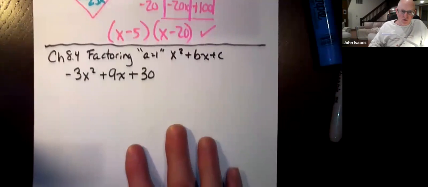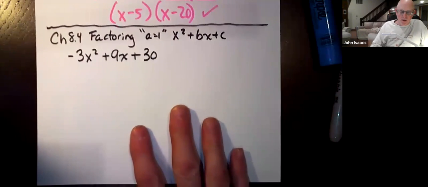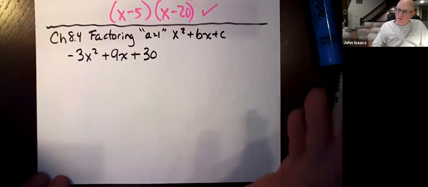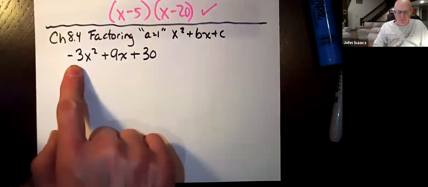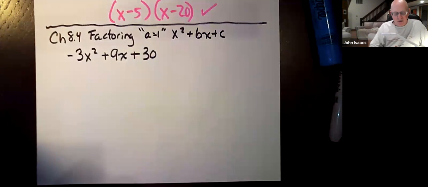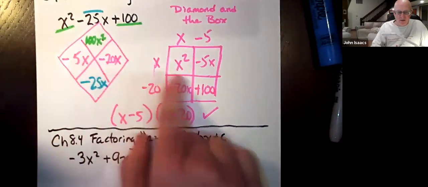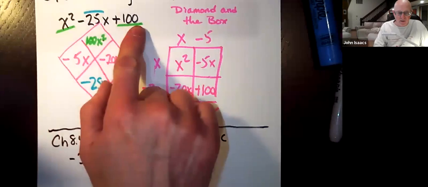All right, I'm going to show you one more time here. Now, here, we're in a chapter where it says a equals 1. A does not equal 1, does it? Something that I haven't emphasized so far, but will right now, is that when you factor, always, always, always look for a greatest common factor first. Don't start doing fancy stuff if you have a greatest common factor.